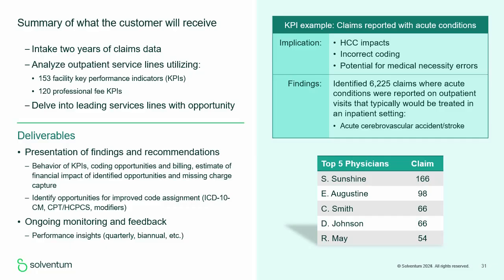And I use the stroke example here. What we can also do is break it down by physician. Who are the top physicians who continue to report this stroke in the office setting? So we help you identify those opportunities. Now, this is specific to diagnoses. We do have a majority of our KPIs that are specific to revenue and procedures. Like I said, 153 facility key performance indicators and 120 professional performance indicators. So this is taken in the 837I and 837P claims data.